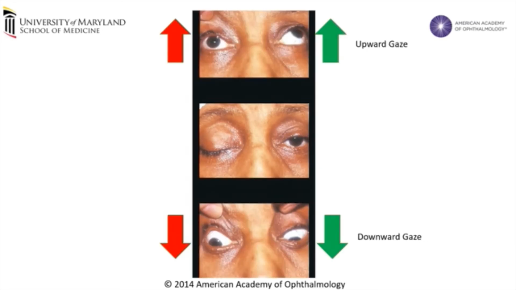With respect to the vertical position of gaze, we can see that on upward gaze, the right eye is unable to elevate while the left eye is able to do so. In addition, we can see that on downward gaze, depression is intact in the left eye while it is impaired in the right eye. This shows a deficiency in the right superior and inferior rectus muscles. Taken together, this patient's examination is overall consistent with a complete right cranial nerve 3 palsy.